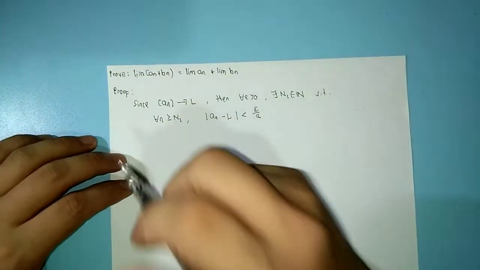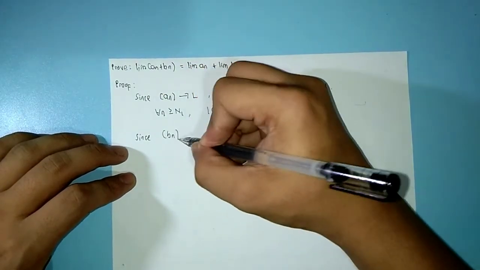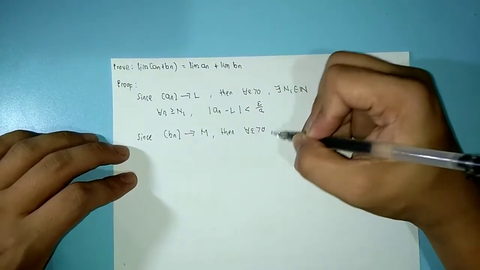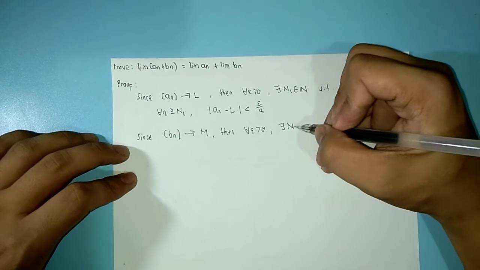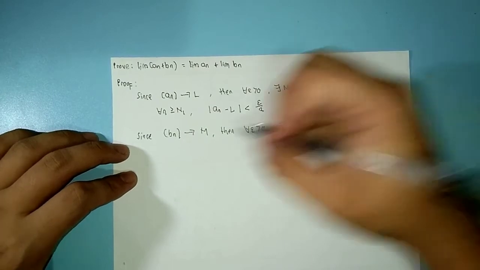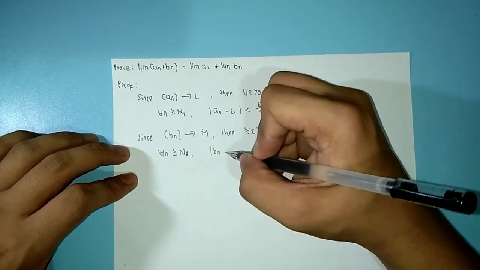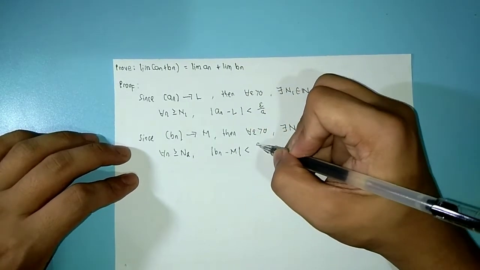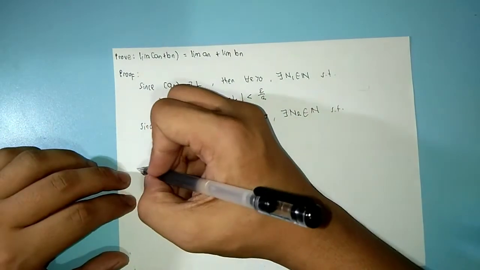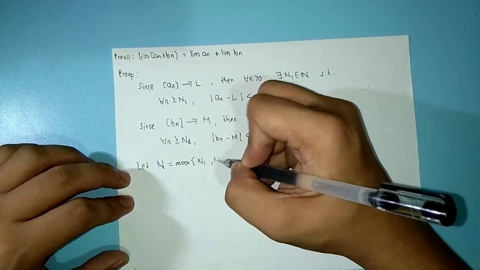Now, since yung b sub n naman approaches M, then for any epsilon, any positive epsilon, may mag-e-exist din na N sub 2 element of set of natural numbers such that for all n greater than or equal to N sub 2, the absolute value of b sub n minus M is less than epsilon over 2. Now, i-let natin na yung N ay maximum ng N sub 1 and N sub 2.